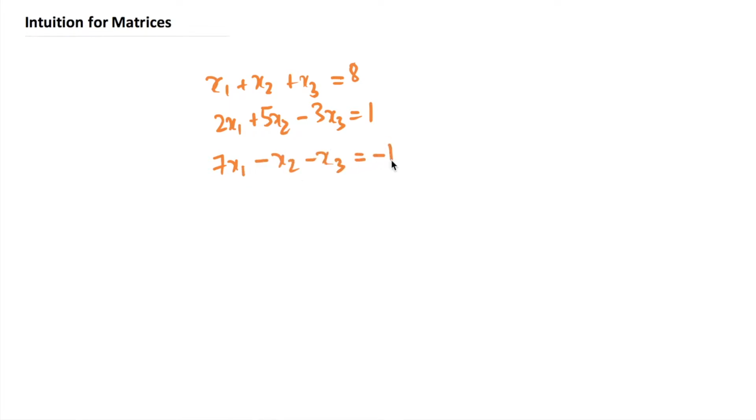So the heart of linear algebra is a way by which we can solve systems of linear equations. For example, consider x1 plus x2 plus x3, let's say it's equal to 8, and 2x1 plus 5x2 minus 3x3 is equal to 1, and 7x1 minus x2 minus x3, let's say this is equal to minus 1. So the objective is to find x1, x2 and x3 that will make each of the above equations true.